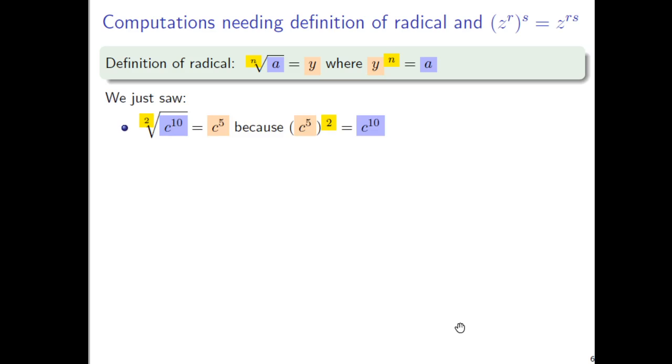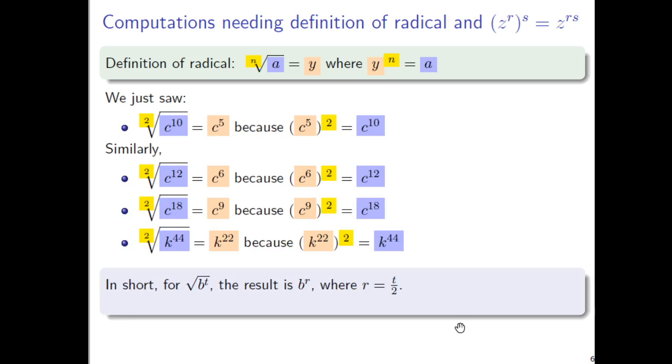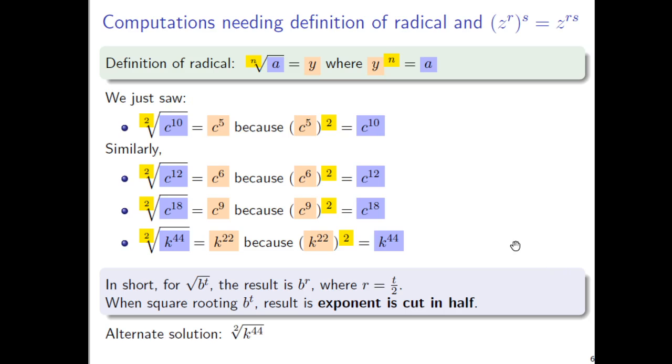We just saw that the square root, if I just leave out the little 2 or just say root c to the 10th, is c to the 5th. Similarly, root c to the 12th is c to the 6th, root c to the 18th is c to the 9th, root k to the 44th is k to the 22nd. And in short, whenever you see root b to the t, so within the root you have a base and an exponent, the result is b to the r, where r happens to be t over 2, right? So the new exponent is half of the old exponent. In other words, when square rooting b to the t, the exponent is cut in half.